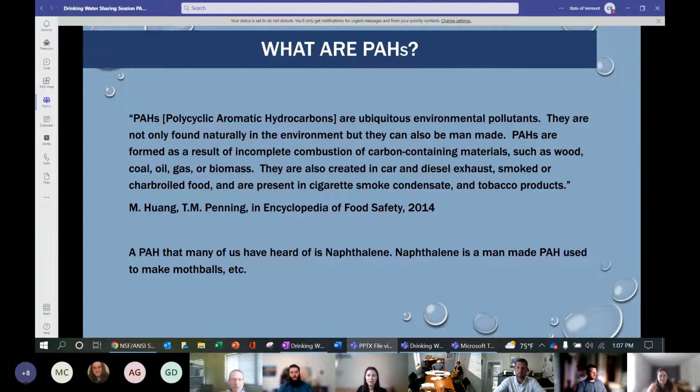So what are PAHs? PAHs are formed as the result of incomplete combustion of carbon-containing materials such as wood, coal, oil, gas, or biomass. They can also be man-made. Naphthalene is one that some of us may be familiar with. We associate it with mothballs and the smell of railroad tracks.